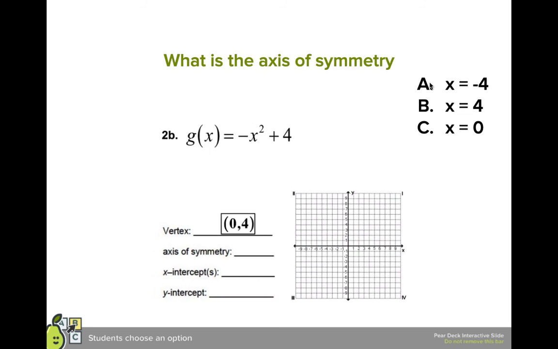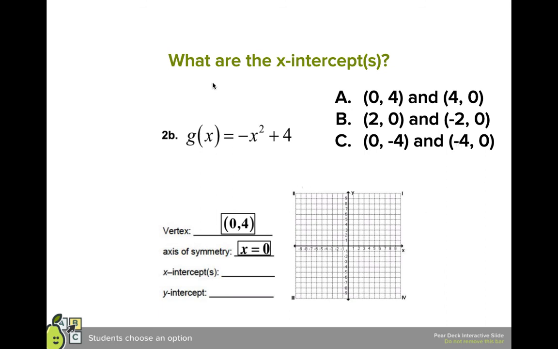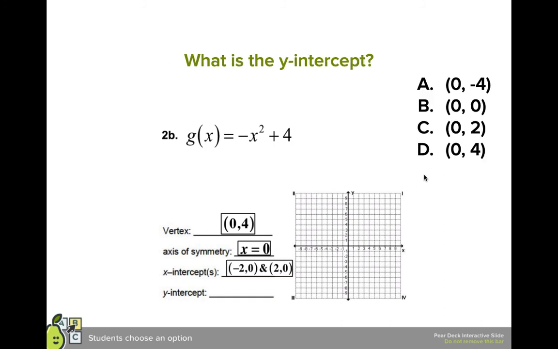Okay, hopefully you were able to find that the vertex is (0, 4). Based on that, what is the axis of symmetry? Okay, so remember it's the x-coordinate of your vertex, so it should be x equals 0. What are the x-intercepts? Okay, on your calculator you should see that it's (-2, 0) and (2, 0).